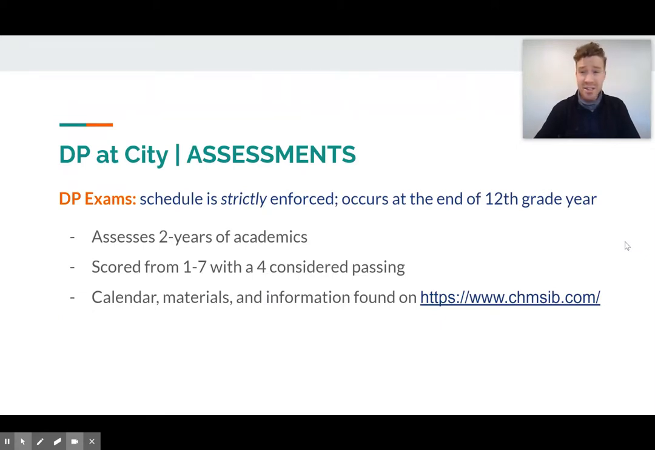For our assessments, again, looking specifically at the culminating exam sessions at the end of your 12th grade year. This schedule is set out by IB and it is strictly enforced because this schedule is followed all around the world. And again, as I said, it occurs at the end of your 12th grade year. You'll have your entire experience, those 2 years, building up for these exams. It's scored on a scale of 1 through 7. When you get a 4, that would be considered a passing grade. A lot of the materials that you're going to use for organization, for planning, the calendar, and other information are found on our school IB website, www.chmsib.com. And I'll refer back to that again at the end of this video.